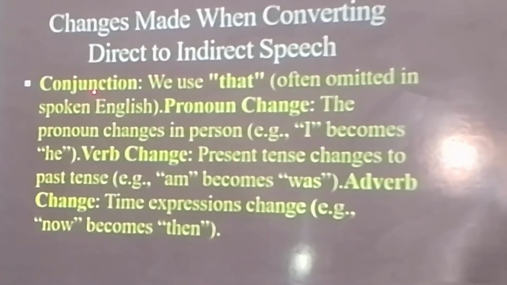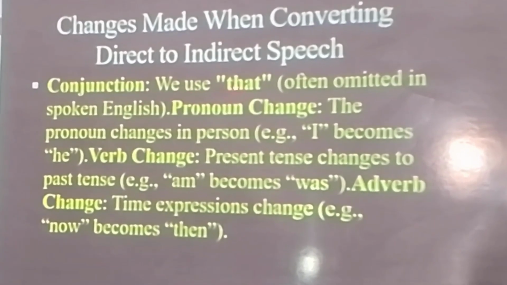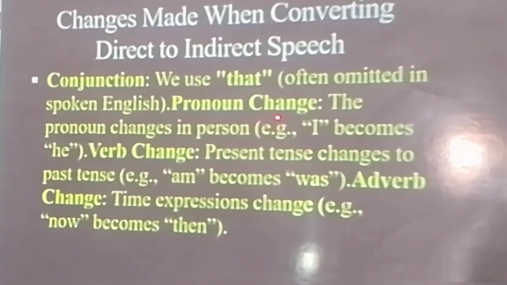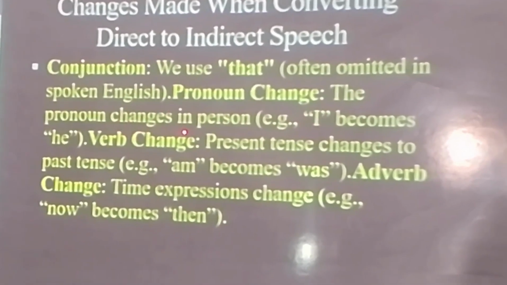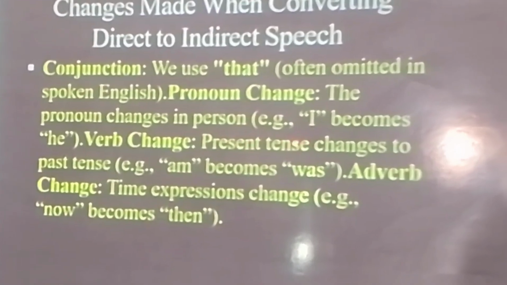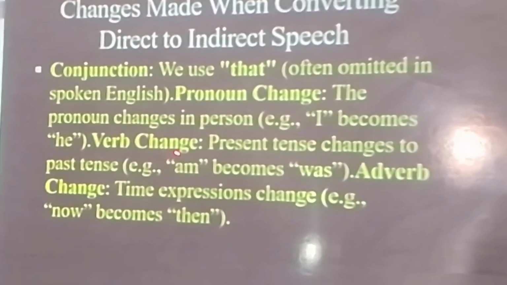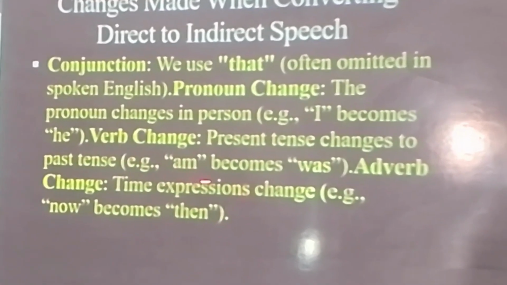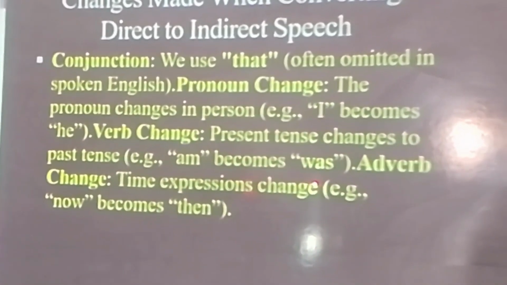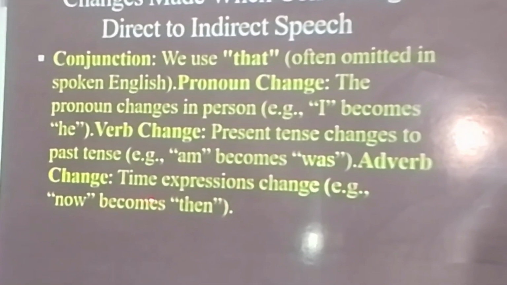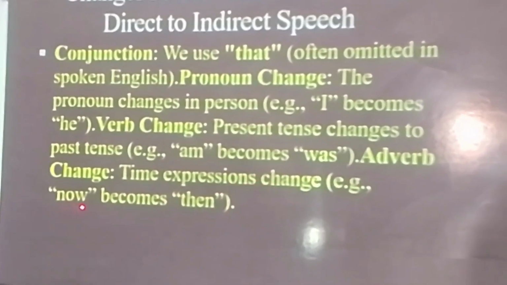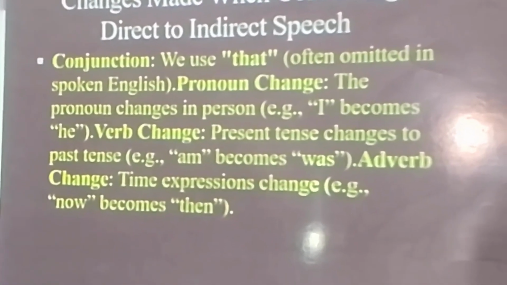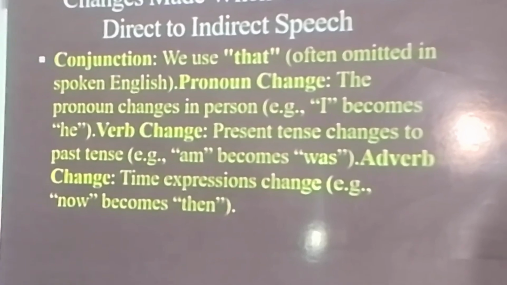Conjunction. Conjunction is that. Clear? We use that, which is called conjunction, often omitted in spoken English. Pronoun change. The pronouns change in person. For example, I becomes he. Verb change. Present tense changes into past tense. Am becomes was. I have already told you earlier. Adverb change. Time expression changes. For example, now changes into then. That is called now, an adverb. Clear? It changes into then. Next one.